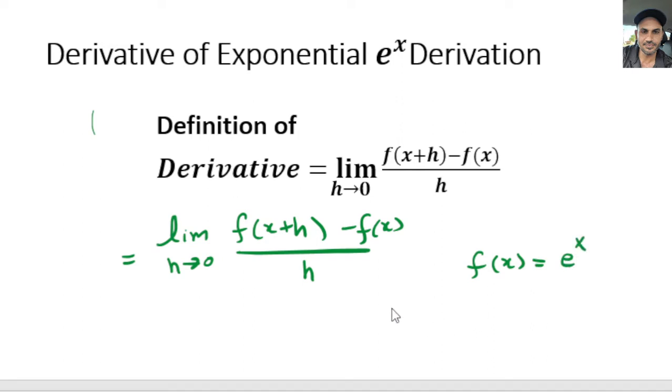Okay, so f of x plus h is going to be e to the x plus h. Okay, so now let's go ahead and use this function to find out what the derivative is going to be for e to the x using the definition of derivative theorem. So here I'm going to go ahead and make some substitution.